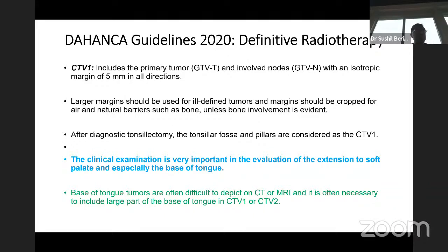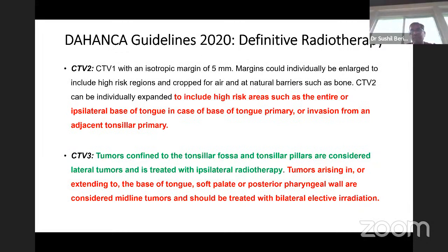For the CTV1, if you have a PET scan, MRI, and clinical exam, you can define the GTV with some certainty. As far as the node is concerned, there are two ways to define it: any short axis more than a centimeter, or any node which is spherical or has a necrotic center. So it is based on both morphology and size that you define the GTV node. So this is a guideline for the base of tongue.